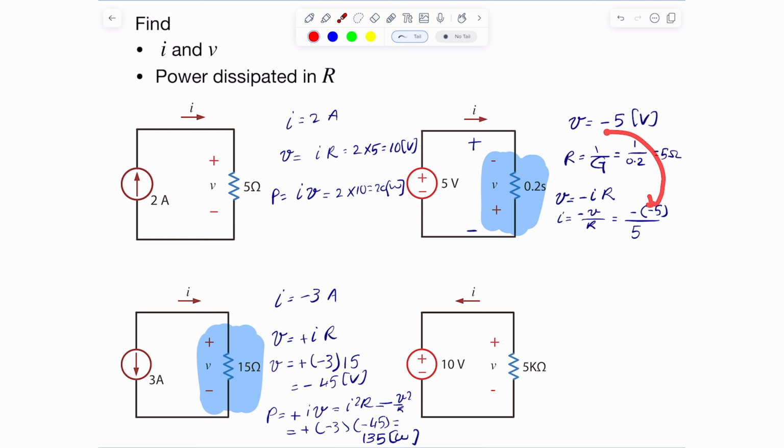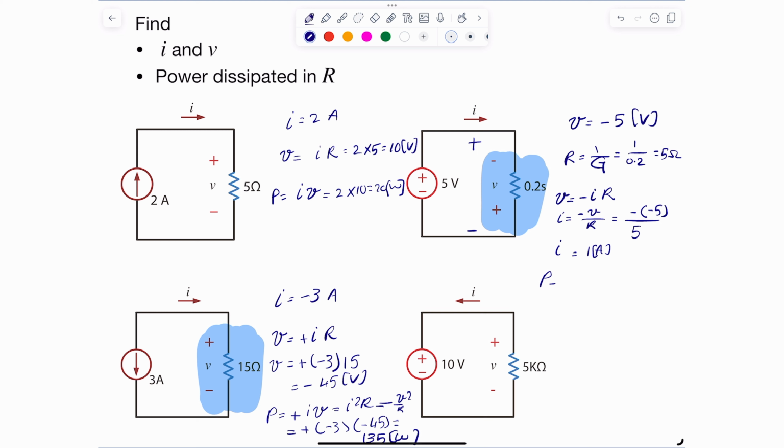So we have two negatives. What do we get? We get that this particular value is 1 amp. So the current is 1 amp. Now we can compute the power associated with this resistor. It's simply I squared R, or we can keep using I times V. It's up to you. You can use both. You should get the same answer.